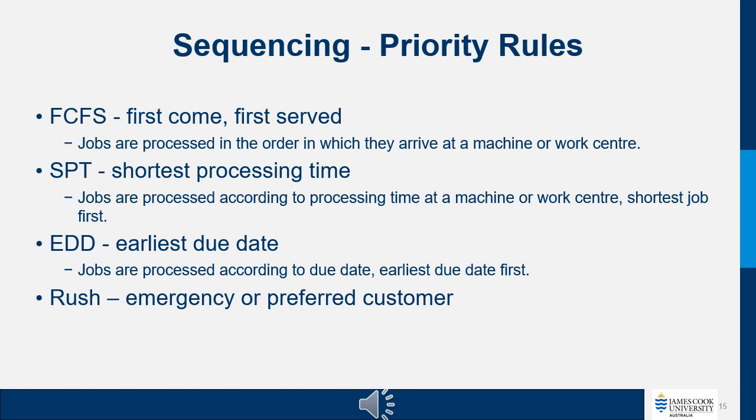So on the sequencing, we have priority rules and it has different methods. So we have first come, first served. Jobs are processed in the order in which they arrive at the machine or work center. Then we have shortest processing time. Jobs are processed according to processing time at the machine or work center, shortest times first. Then we have earliest due date. Jobs are processed according to due date, earliest due date first. And also we have rush, emergency or preferred customers.